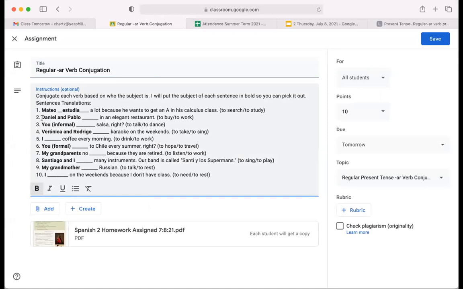Like I said, I know that this is a little bit difficult, so if you have problems with this, I understand. I took this from the book, and it would probably be easier if I just went and found another one. That's why we did a lot of practice today. I don't know why they put the sentences in Spanish, because some of them are difficult to know, especially if you're just learning verbs now. The next one is Daniel and Pablo blank in an elegant restaurant.